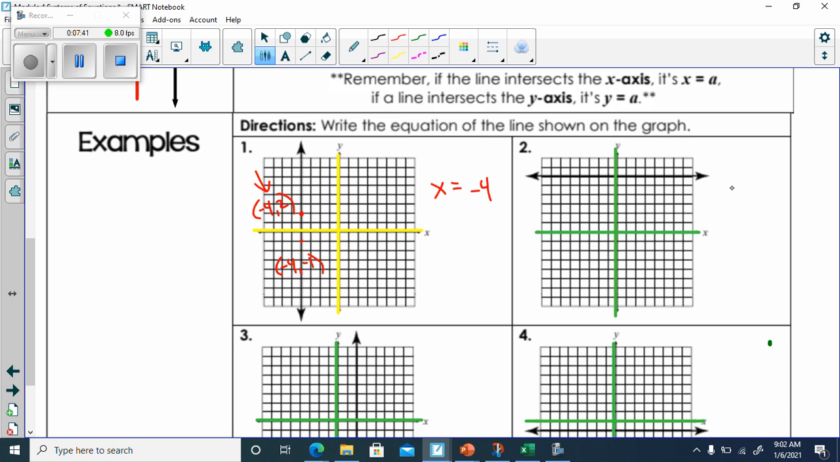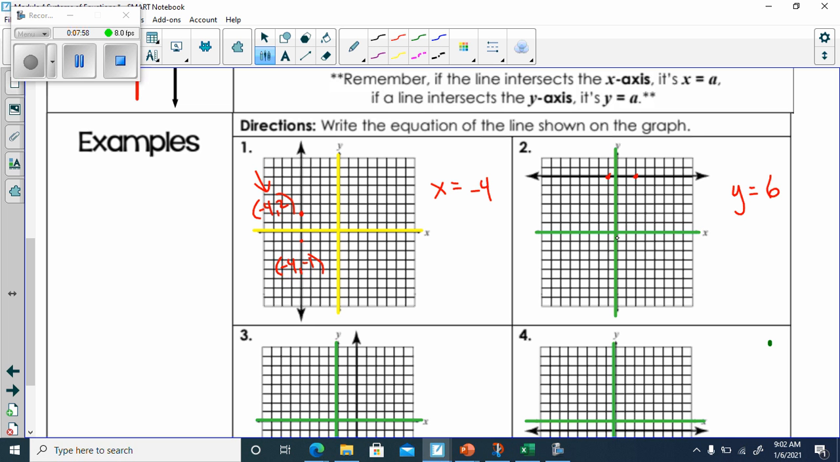Let's try this one. It's going through the y-axis, so it's going to say y is equal to, and where does it go through the y-axis? At 1, 2, 3, 4, 5, 6. Y is equal to 6. How can I check myself? Grab a couple of points on here and let's see where they are.